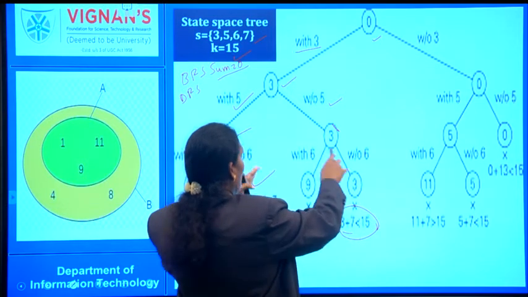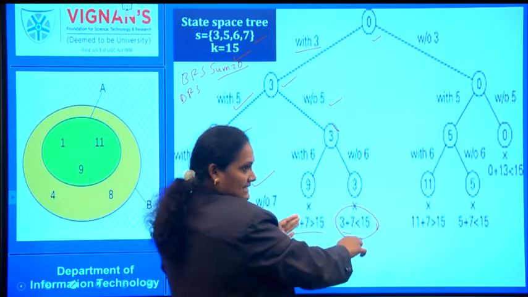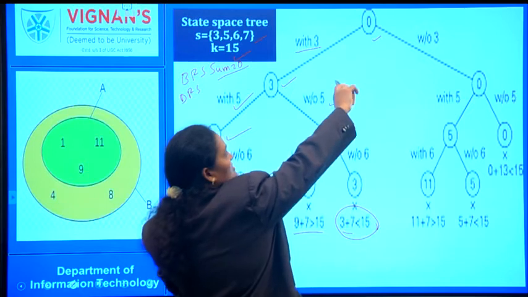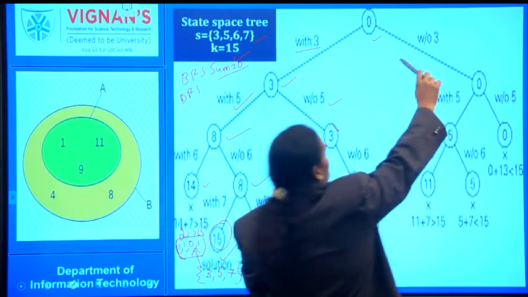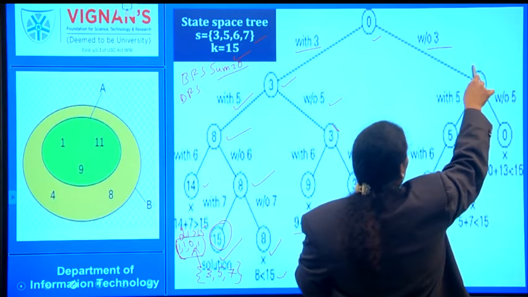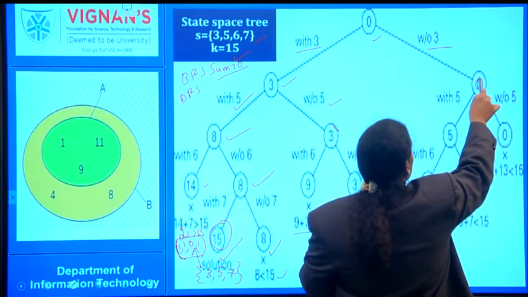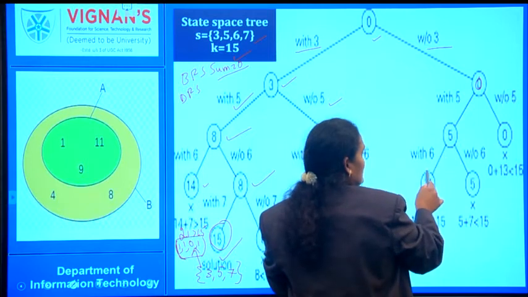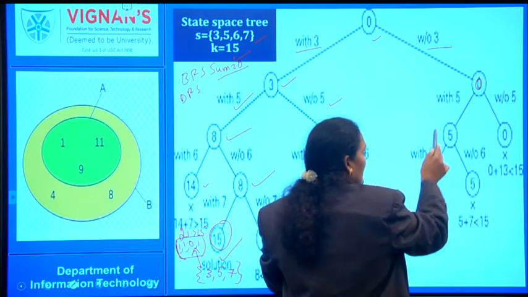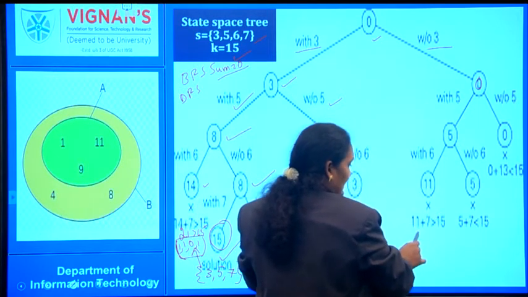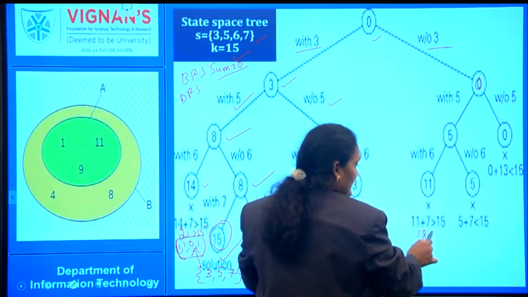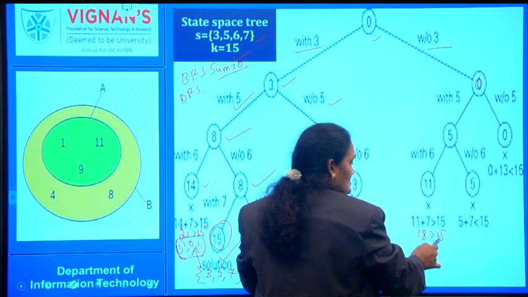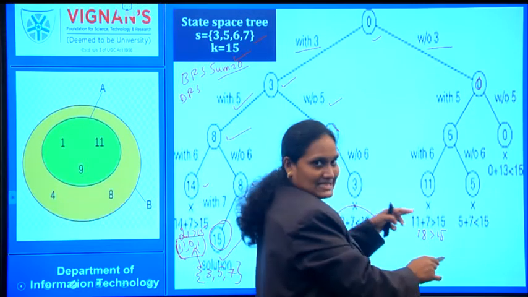Since all these ends become dead ends, we are backtracking the process one more level up to the root node. Here without 3, the sum becomes 0. So with 5 we are considering, the sum is 5. With 6 the sum is 11. Only one more element is there, 11 plus 7, which becomes 18, which is greater than 15. So we did not get the solution in this path.